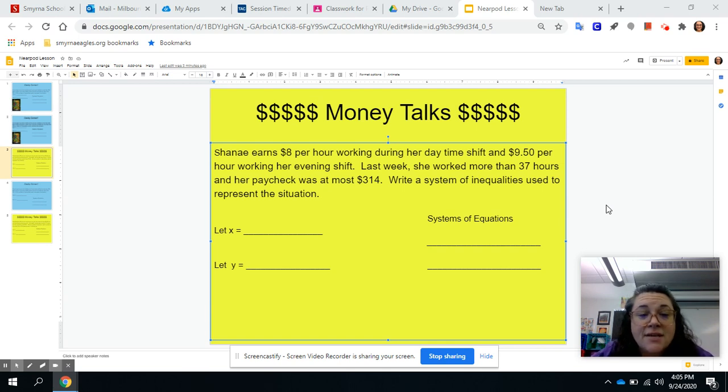And the situation is this: Shanae gets paid two different types of wages depending on when she works. So, what we're going to do is we have daytime shift and we have an evening shift. So, what we're going to do is we're going to let X equal our daytime shift hours.